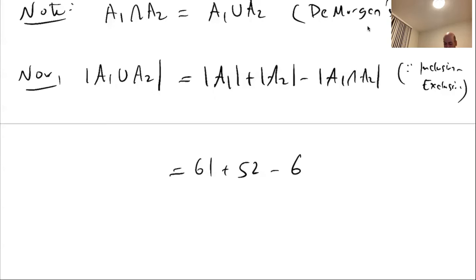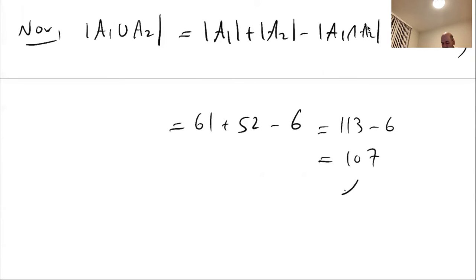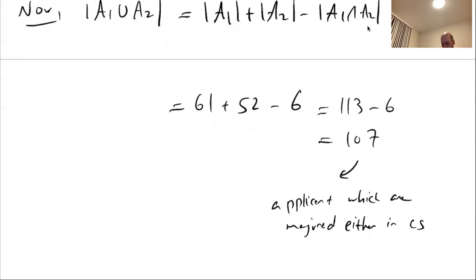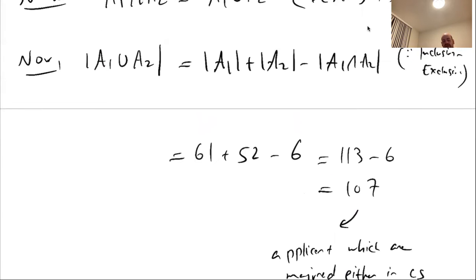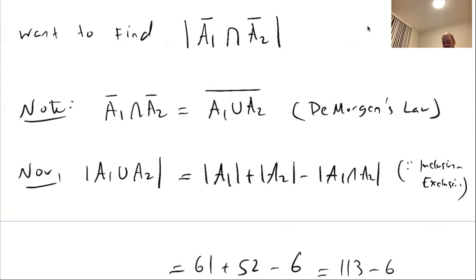So this is 112, 113 minus 6, that's 107. So 107, these are the applicants who majored either in computer science or in mathematics. So that's the A1 union A2. Now what do I want? A1 union A2 complement.